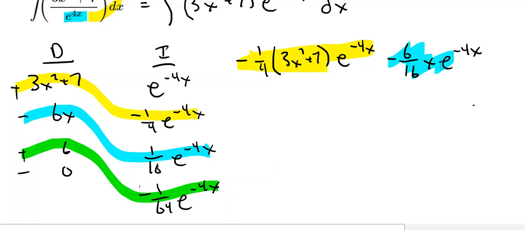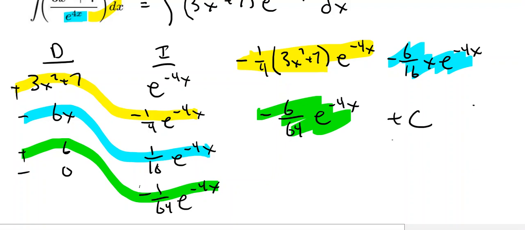And then finally, the green part is going to be 6 over 64, and that's going to be minus 6 over 64 e to the negative 4x, green part. And this is an indefinite integral, so plus c. Be careful with the signs. And of course, before you entered this as your final answer, you could reduce the 6/16 to 3/8 and the 6/64 to, what? 2 goes in the 6 3 times, 3/32. So it looks like it would be 3/32.